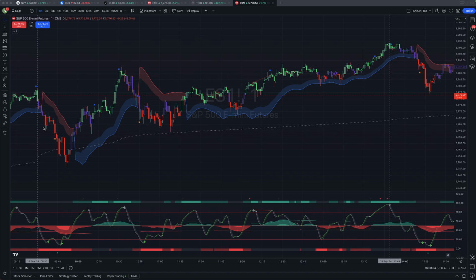And so I took a short and rode that down for about 25%. As you know, I like to set an OCO order of 15% stop loss and 25% target. And that's exactly what happened there.